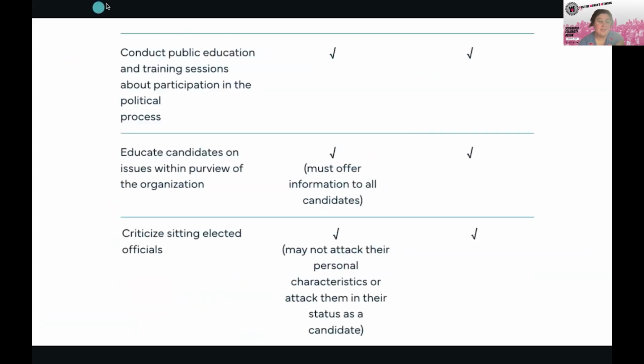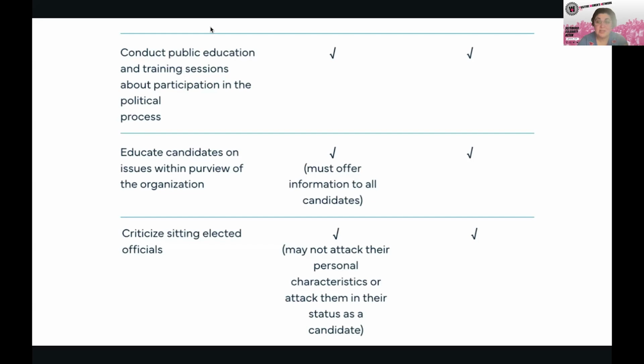All right, but here's some things we can do. We can conduct public education and training sessions about participation in the political process, as long as we are giving that information to everyone, no matter how they might vote. We are totally allowed to do that. We want everyone to be able to go out and vote no matter what barriers they have in front of them. We also can educate candidates on issues within the purview of the organization.